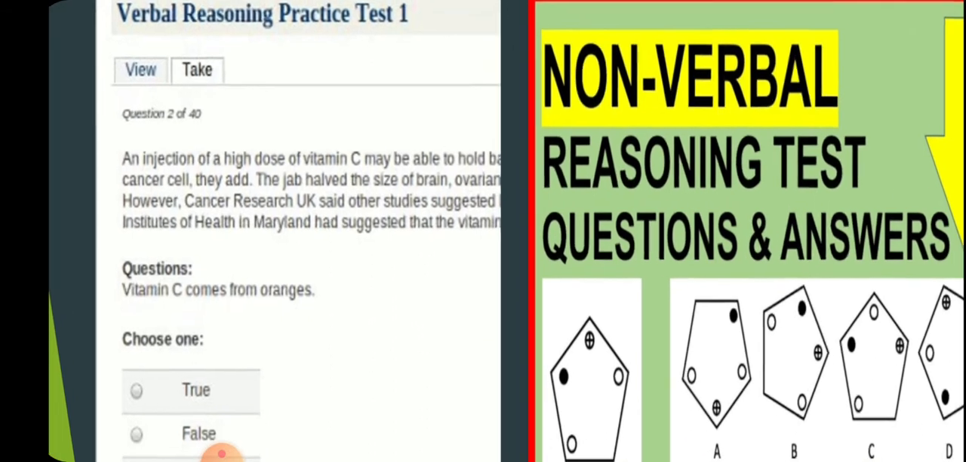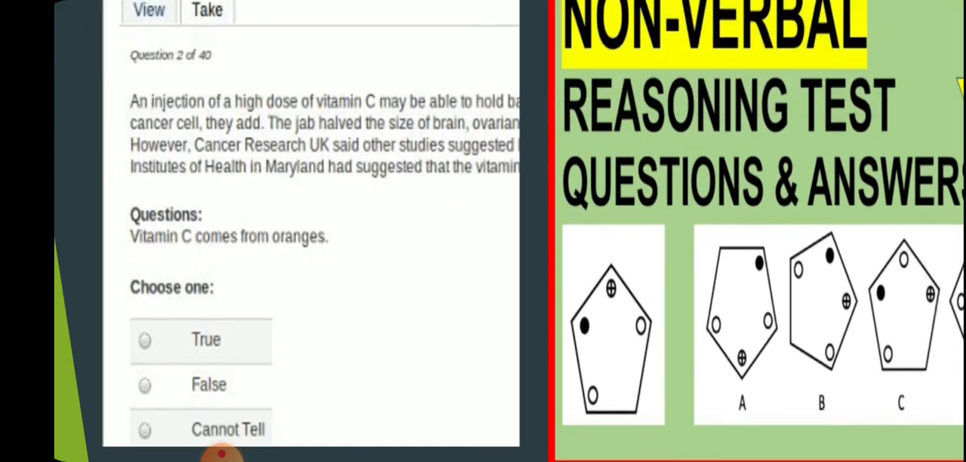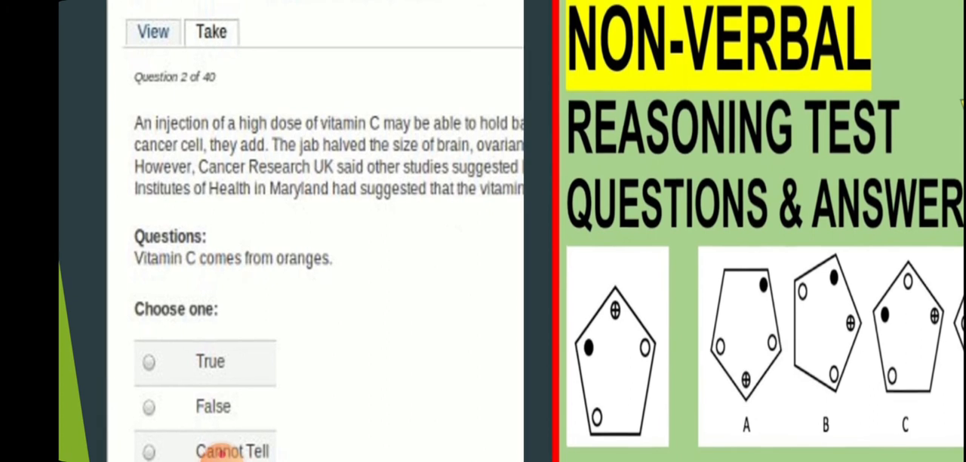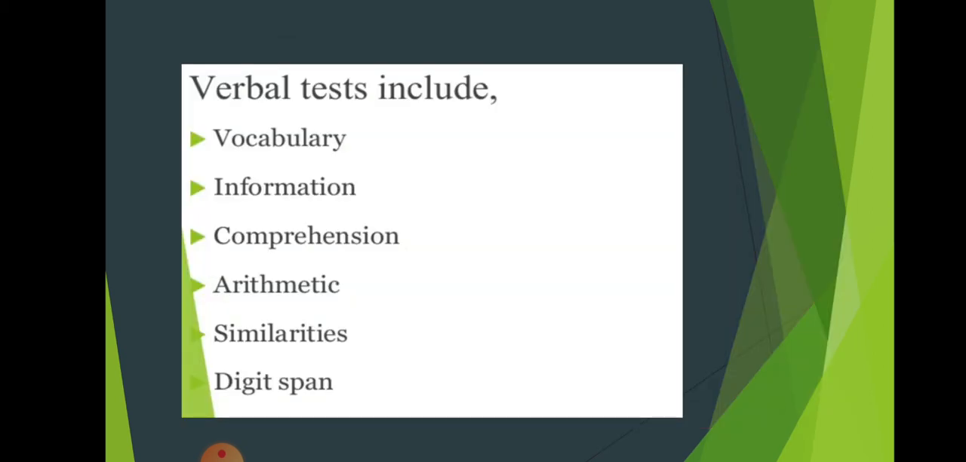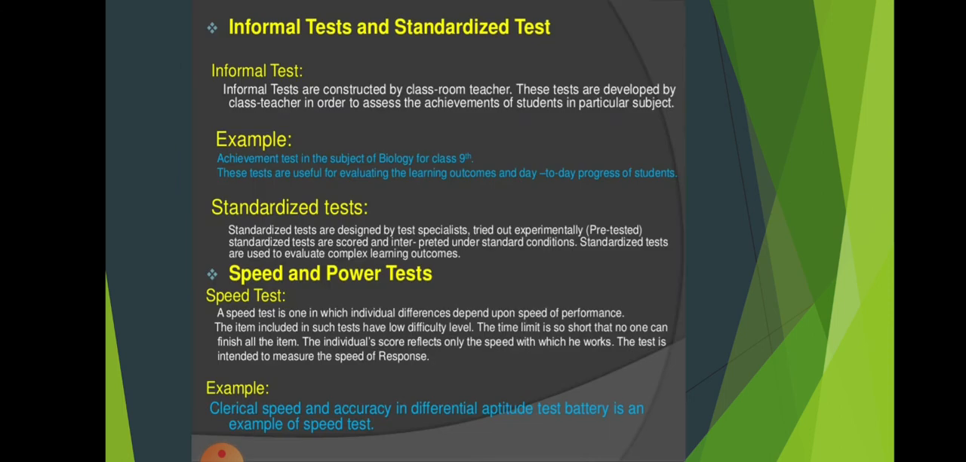Now this is an example of verbal reasoning, where a question is given and they have to understand it and choose one answer. And this is an example of non-verbal reasoning, where a picture is given and there is no requirement of understanding the words or the statements. You have to understand the concept, which one is the next or which one is related to the other. So this is the example of verbal and non-verbal tests, and a verbal test especially includes vocabulary, information, comprehension, arithmetic, similarities and digit span.